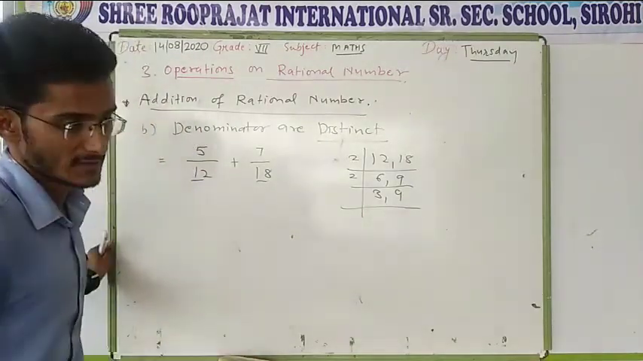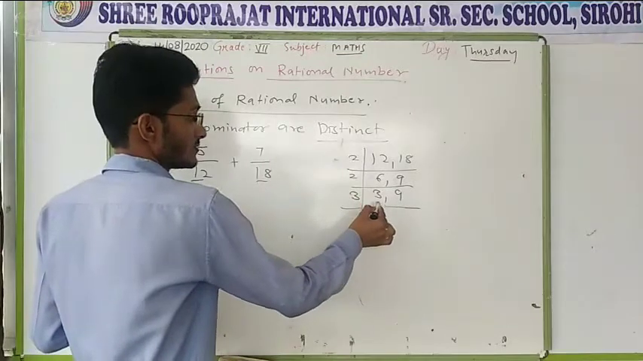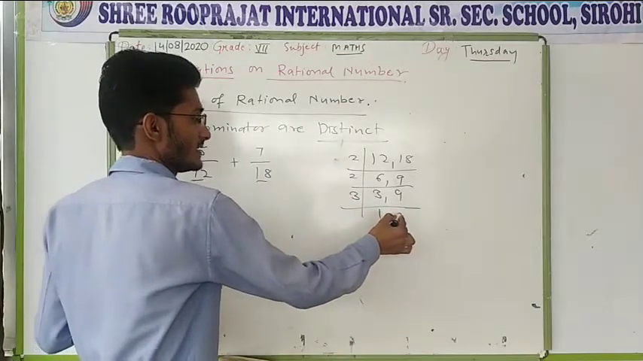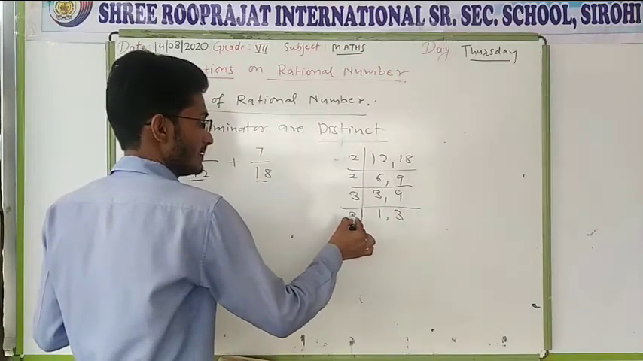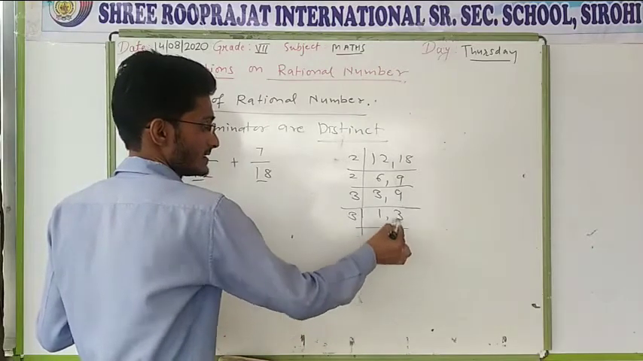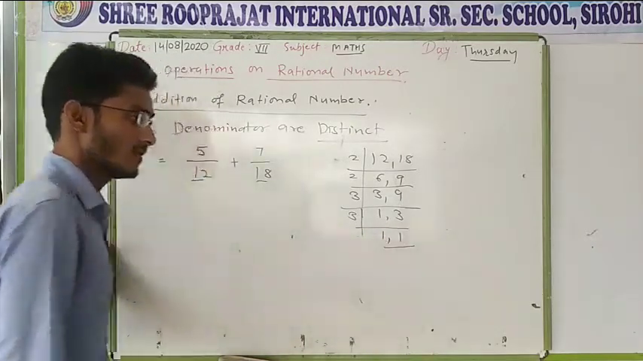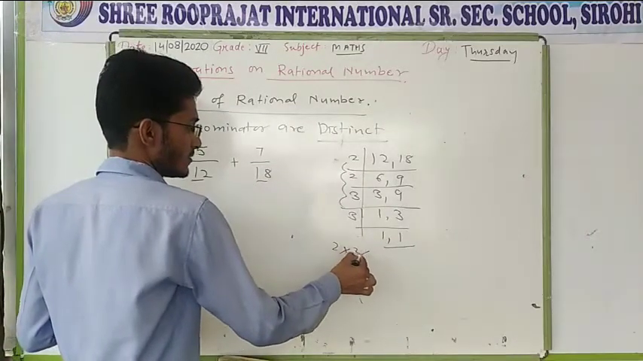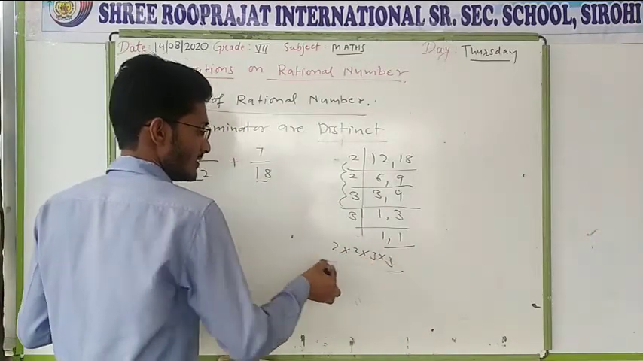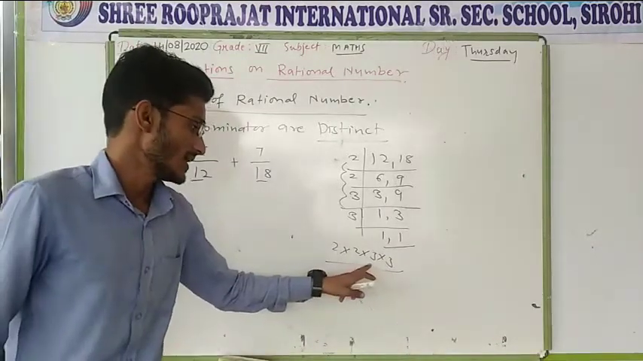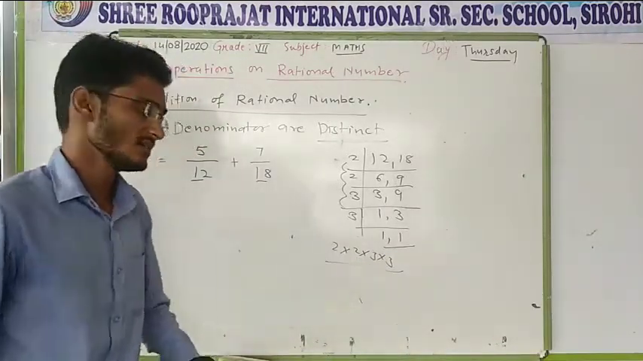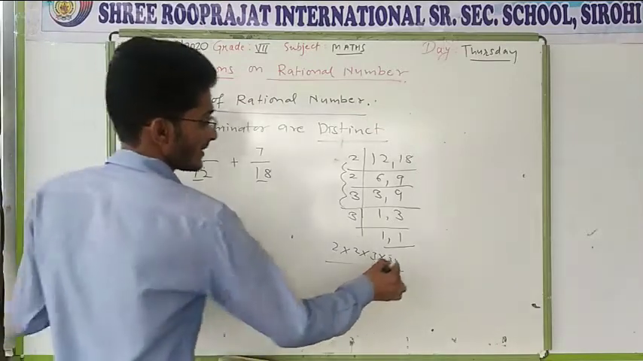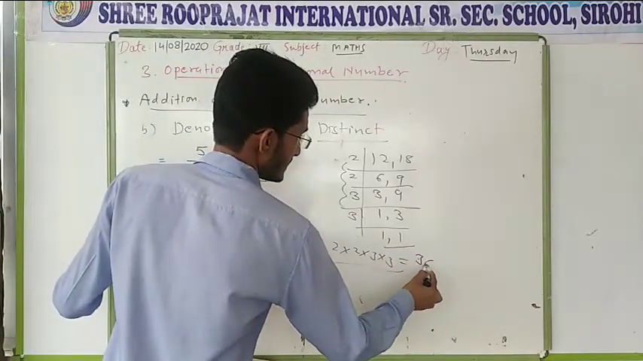Then you have to move to the next number, that means 3. Now 3 is divisible by 3 one time and 9 is divisible by 3 three times. Again divide by 3. This is as it is and 3 ones are 3. When you get all 1s, you multiply all the divisors, that means 2 times 2 times 3 times 3. So 3 threes are 9, 9 twos are 18 and 2 eighteens are 36. That means the LCM of 12 and 18 is 36.